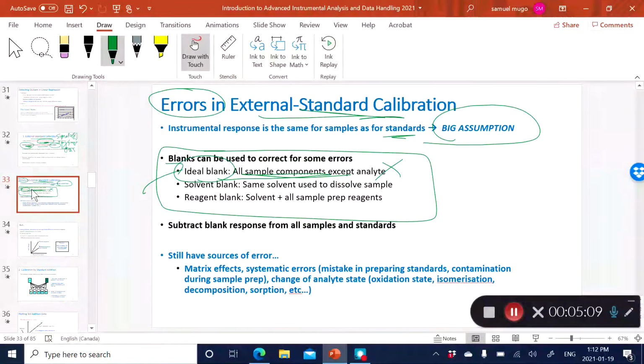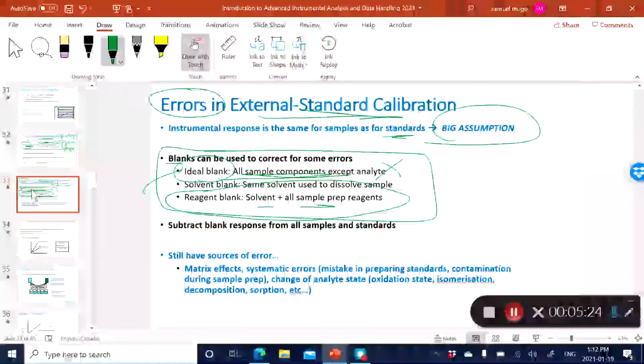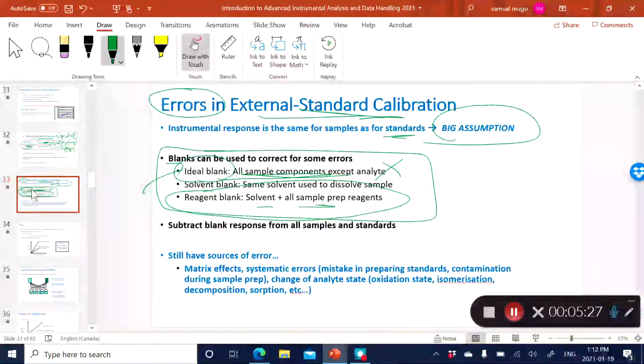The closest we get to a good blank is using the so-called reagent blank. And the reagent blank is where you've got the solvent, plus all the other reagents that you use to prepare the sample. So that one you can easily do in the lab. But again, sometimes that takes quite a bit of time to prepare.